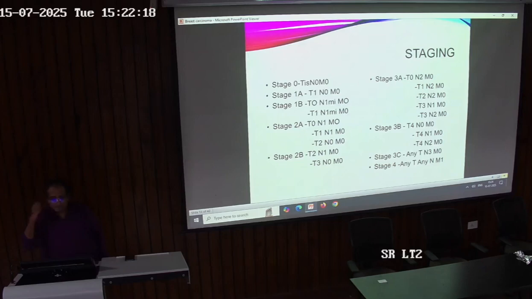These are the different staging methods: T0, TIS, N0, M0, T1, N0, M0, T1, M1, T2, N1, M0. T2 and T3 is N1 staging. If you are performing oncosurgery, you have to remember the TNM staging. In this, stage 1 and stage 2 are locally advanced breast carcinoma, and after that is advanced breast carcinoma.